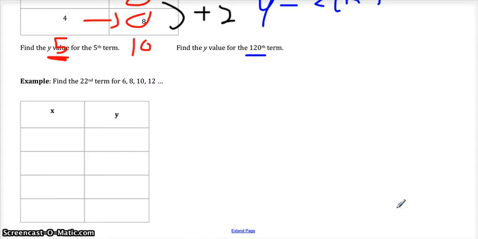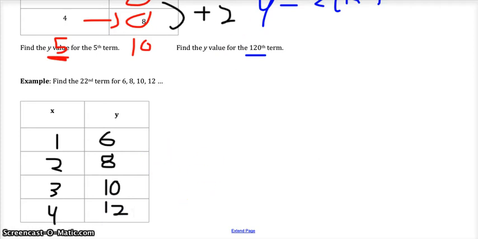So now here's another example. Find the 22nd term for 6, 8, 10, 12. So we can set this up and extend the table, which will take a very long time, or we can fill in a chart and figure out the equation. So the first term is 6. The second term is 8. The third term is 10. And the fourth term is 12.